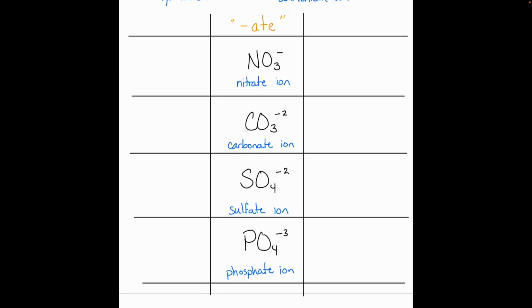Okay. So again, all of these have this same feature. They have this ending ATE. We can note that there are all these polyatomic ions that have some nonmetal bonded to a bunch of oxygens and creating an ion. So we have a net charge on there.